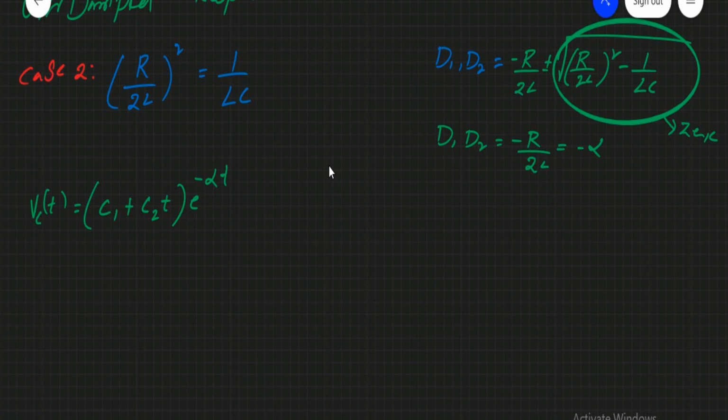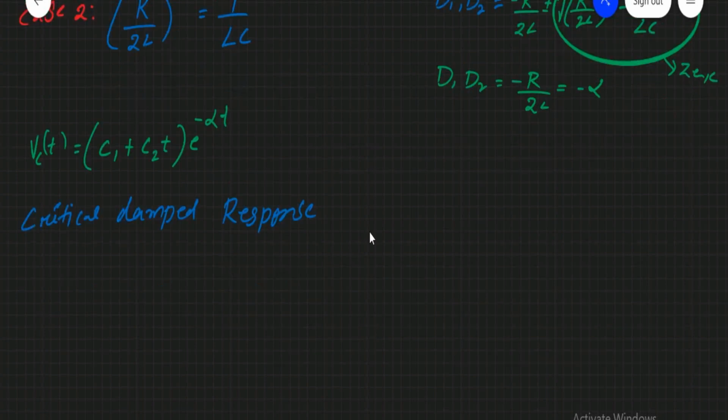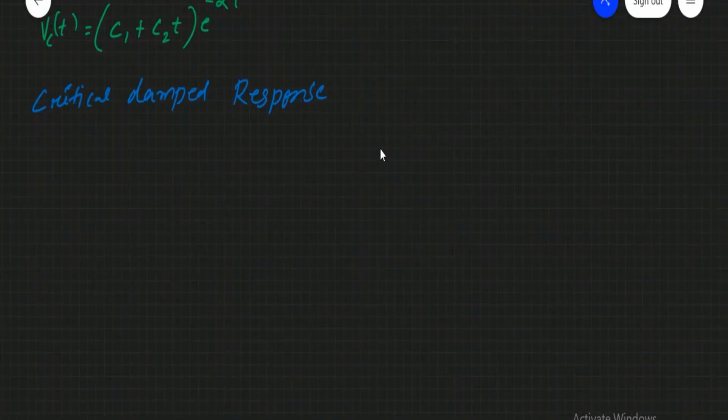The response obtained in this case is called critically damped response, and this condition is called critically damped condition: (R by 2L) whole square equal to 1 by L into C. Next we are going to see case 3.